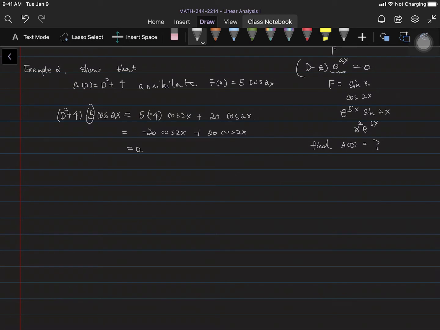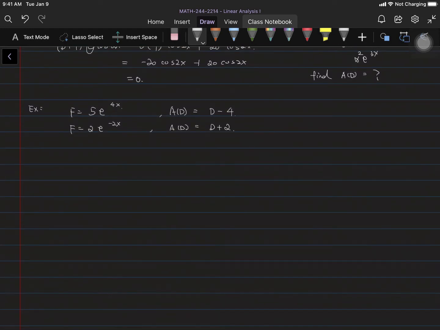Okay, let's see. We can take a look at this one. If f equals 5 e to the 4x, what is A(D)? As we said before, it's just D minus a, D minus 4, right? So if f equals e to the negative 2x, what is A(D)? A(D) should be D minus negative 2, which is D plus 2, right?